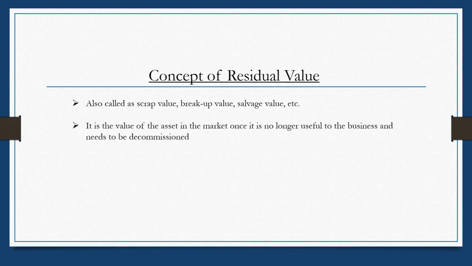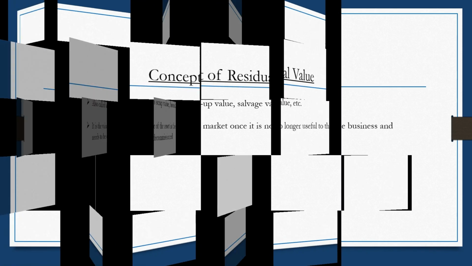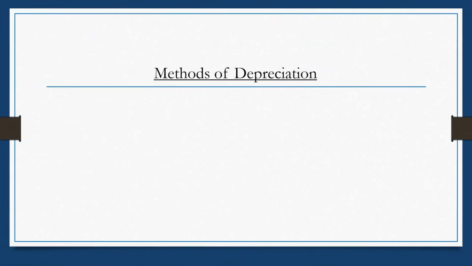Next topic here is methods of depreciation. There can be various methods of depreciation. The most commonly used one is the straight line method. Straight away you have to divide the recovery value of the asset amongst the number of years in which you are supposed to use the asset.